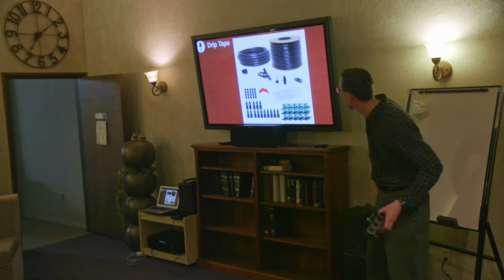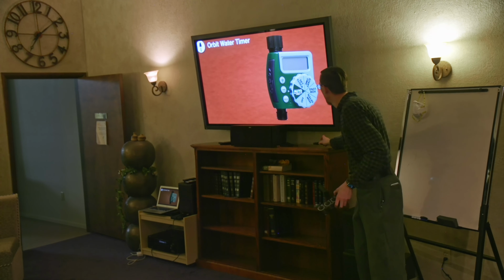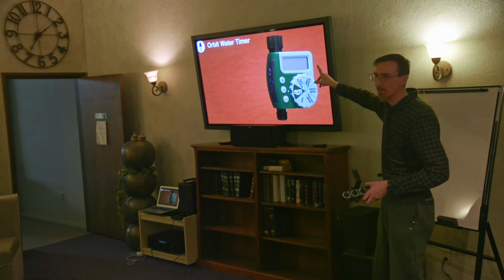The Orbit ones, I think I actually have a slide for this. There we go. The Orbit ones are a little bit better, and actually having a single one can be helpful. Much easier to set the time inside for each channel that you're going out, or each sprinkler. You can have a time on there.